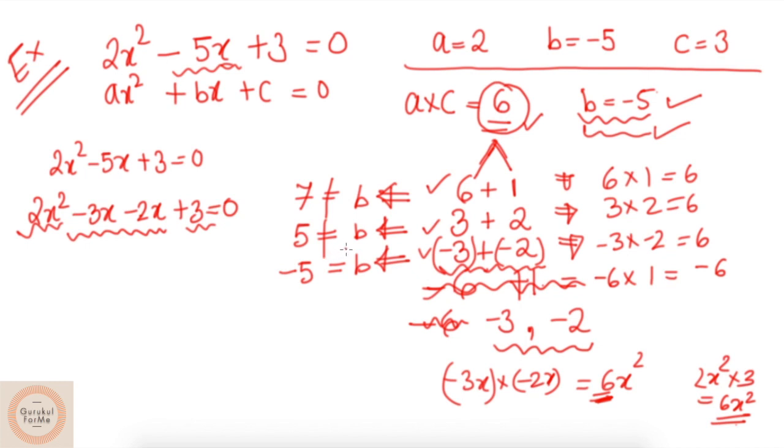So what you need to remember is the product of the split of the middle term has to be equal to the product of the first term and the last term, and the addition of the split of the middle term has to be equal to the middle term. Great. Can I just rearrange the terms and say that this is 2x square minus 2x minus 3x plus 3 is equal to 0?